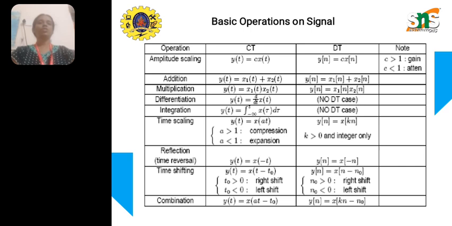The major operations of signal are: one is amplitude scaling, next is addition, multiplication, differentiation, integration, time scaling and reflection, time shifting, and a combination of both. These are the major operations that can be performed on a signal wherever it is required.